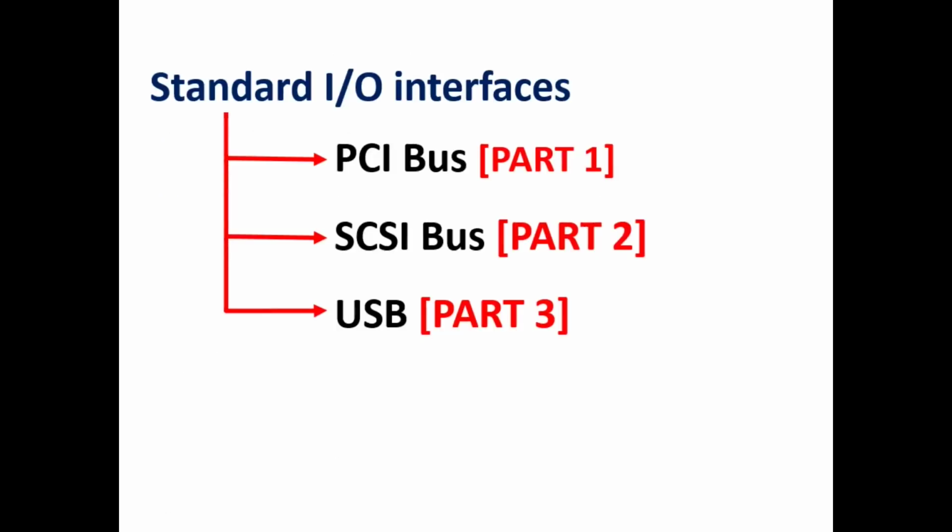So this was all about the universal serial bus, which is one of the standard IO interfaces. Under standard IO interfaces, we covered 3 different standards: the PCI bus, the SCSI bus, and lastly today the universal serial bus. With this, the standard IO interface topic is completed, as well as the second module. Thank you.